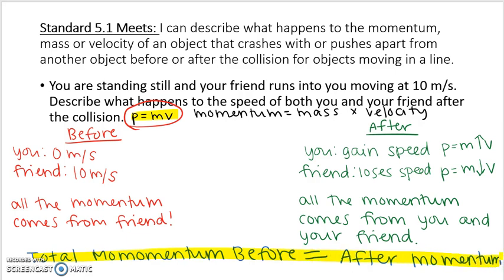So again, just a quick review. Initially, all the momentum came from your friend. When someone hits you, you gain a speed. In order to keep the momentum the same in the before and the after scenario, that means if your speed increased, your friend's needed to decrease.